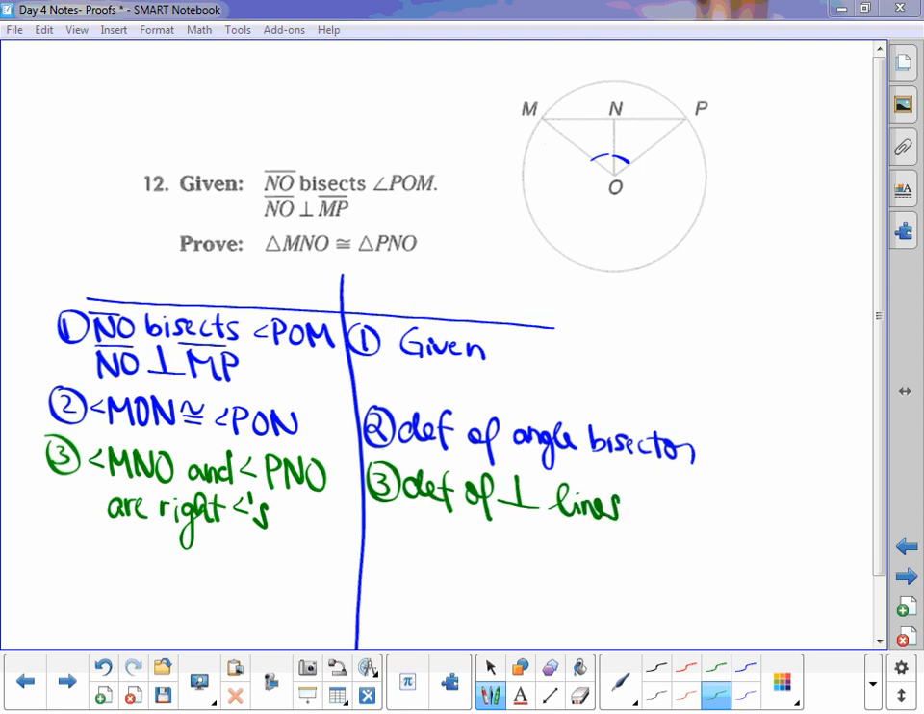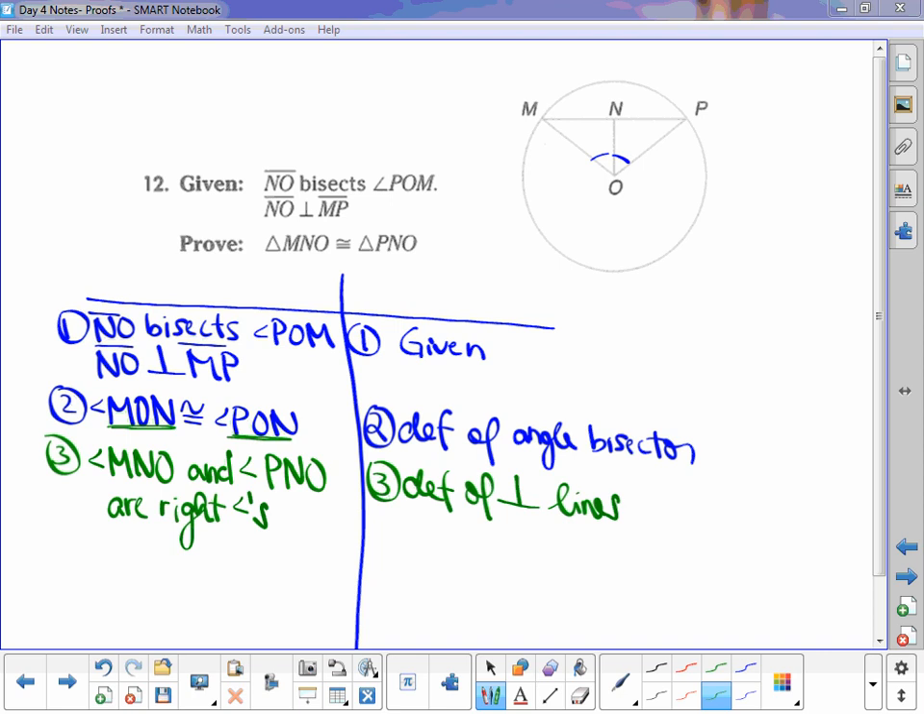Alright, I put up the first few steps here. So step 1 is just our given. Now 2 and 3, I'm simply translating my given information. NO bisects angle PON means those 2 individual angles here are congruent. That's my definition of angle bisector. Check to make sure you have that. You must have that. So again, we're just translating that given information.